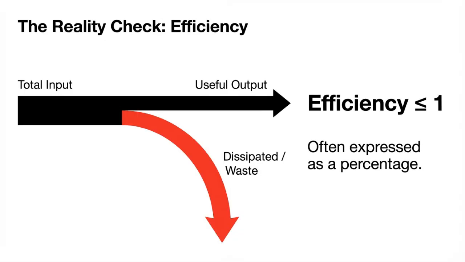Efficiency is a measure of how much of the total input energy is converted into useful output energy. It can never be greater than 1 because some energy is always lost as waste or dissipated in the process. This loss shows up as dissipated energy, which might be heat or other forms of energy that don't contribute to the intended work. Efficiency is usually expressed as a percentage. So, if we have an efficiency of 0.8, it means 80% of the input energy is useful, and the remaining 20% is lost. This helps us understand the real-world limitations and performance of systems when transferring or using energy.